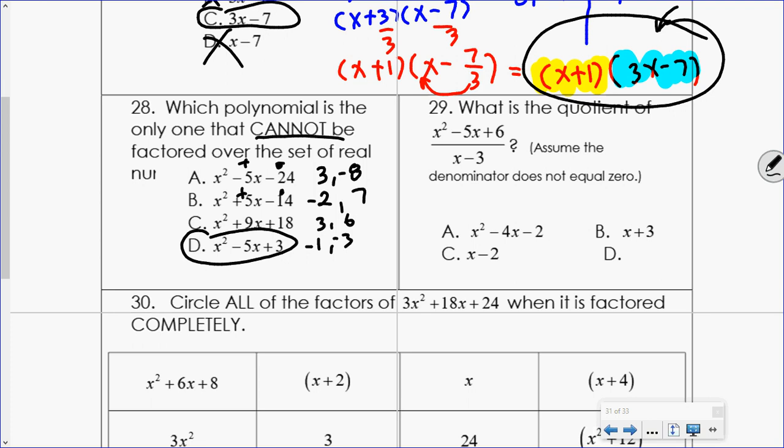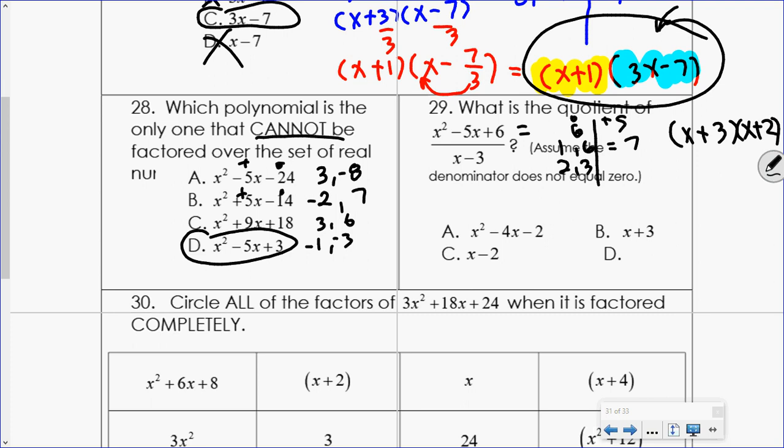Number 29, what is the quotient of this number? Assume the denominator does not equal 0. So what you could do is just factor two numbers that multiply to 6 and add up to 5. So I have 1 and 6, that equals 7. 2 and 3 equals 5. So my factors are x plus 3 times the quantity of x plus 2.